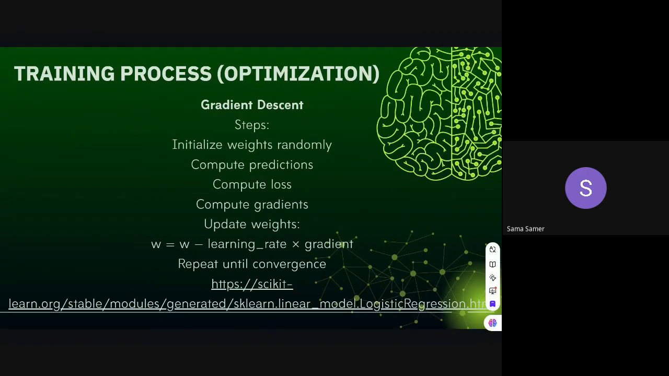Okay, then we will have something called gradient descent. Gradient descent is one of the most important things that we care about. It is about finding the global minimum point inside our problem. So I want to ask you a question. In most of the problems that we have, is there only one global minimum, or more than one point of minimum value?